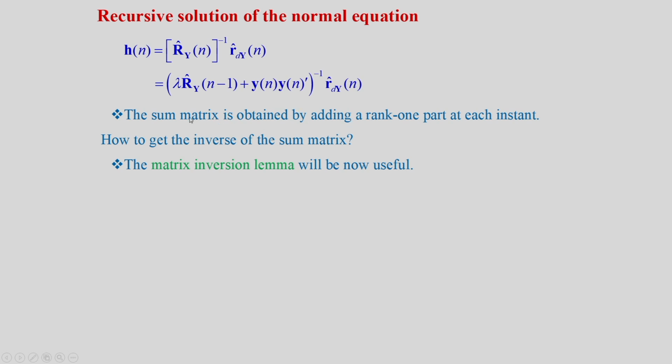So, the sum matrix is obtained by adding a rank 1 part at each instant n. How to get the inverse of this sum matrix? That is the problem. The matrix inversion lemma will now be useful. There is a powerful result known as the matrix inversion lemma. We will see that now.